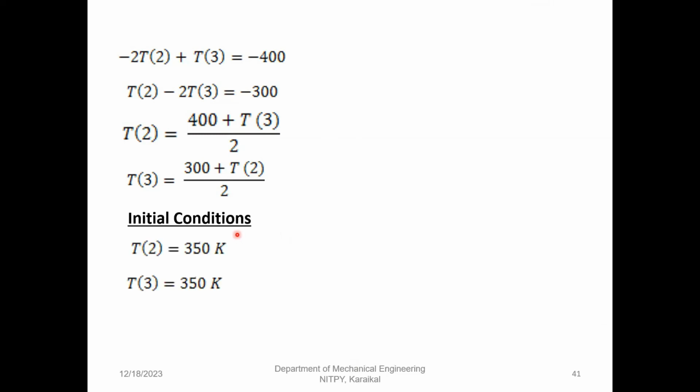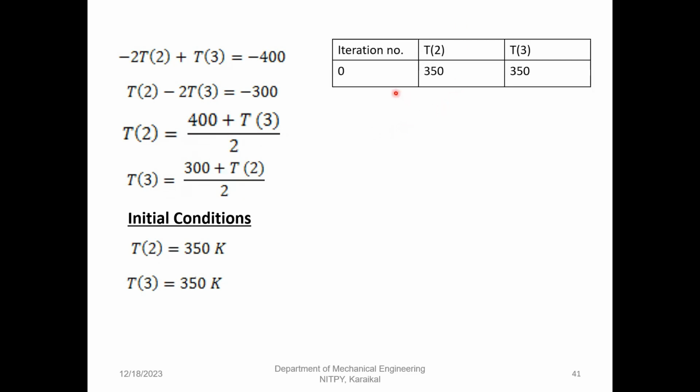So that is going to be your initial condition. Even in Fluent, we'll do the same thing. We'll initialize the solution. We'll set the temperature, pressure, velocity, everything for every point, and then you start from there. Once you have initialized it, we substitute T2 equal to 350 and T3 equal to 350 in these two equations. So our first iteration is T2 is 350, T3 is 350. So 400 plus 350 by 2.